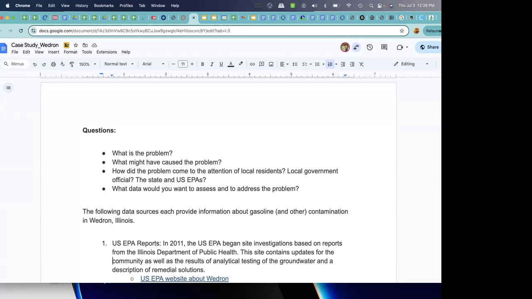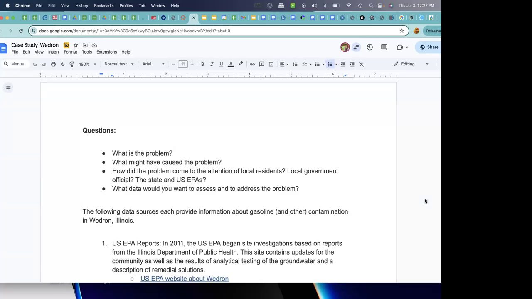And then the problem was brought to attention by reports from the residents originally from their own groundwater, and they brought it to the attention of the Illinois Department of Public Health. And after finding alarming levels of benzene in their water, the county health department told residents not to drink the water, and then they alerted the Illinois EPA, which alerted the US EPA to begin investigation.